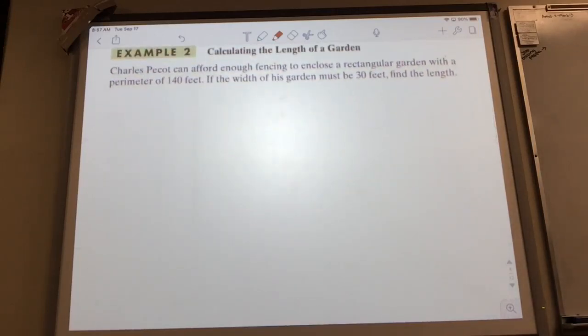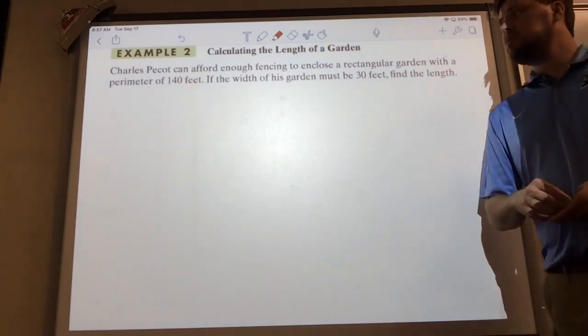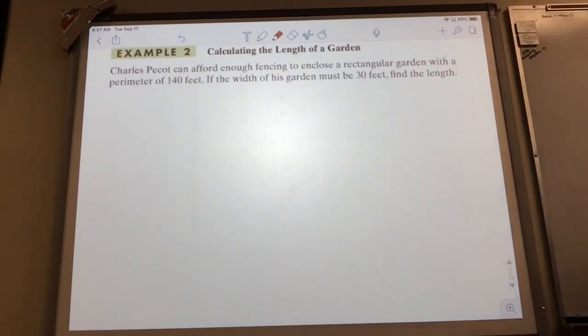Okay, let's look at the next one. Charles Picot. Charles Picot can afford enough fencing to enclose a rectangular garden with a perimeter of 140 feet. If the width of his garden must be 30, find the length. Okay, so first let's draw a picture because we're talking about a rectangle. So, does rectangle work? Yes, it does. Awesome. Okay, rectangle.